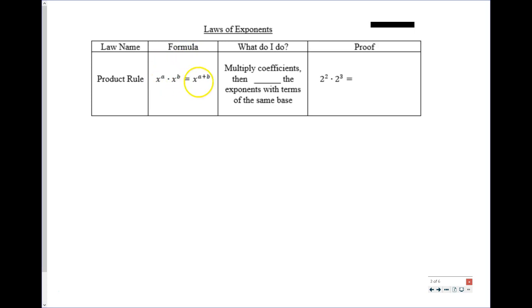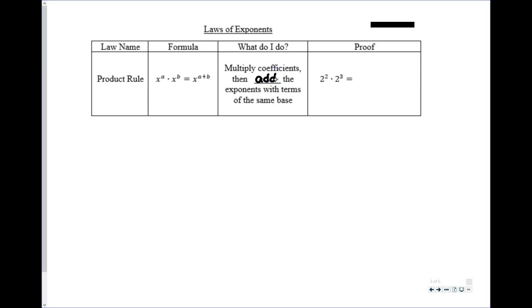Now, reading this formula is kind of weird. You have to imagine that A and B are numbers. And this is saying, look, x to some number times x to another number means you're going to keep x, but you're going to add those two numbers together. Okay, that's how we read this formula. You have to kind of pretend that A and B could be anything. Okay, so what does this mean that I do? Well, it means that you multiply the coefficients and then you add the exponents with terms of the same base.